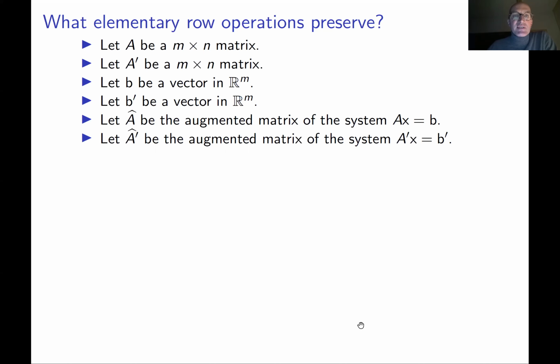Let me formalize this. So you have two matrices, A and A prime, and you have two vectors, B and B prime. You have two augmented matrices, which correspond to this system of equations and to this system of equations: AX equals B, A prime X equals B prime.